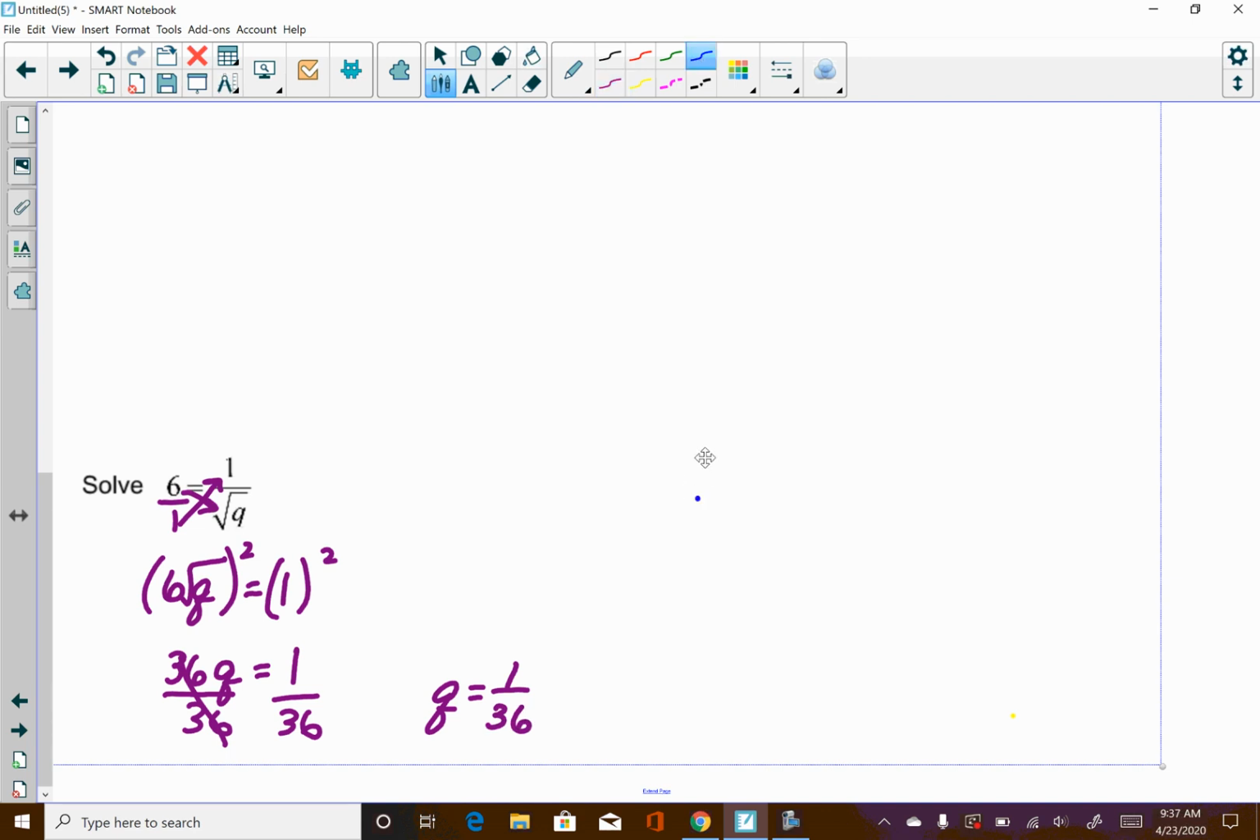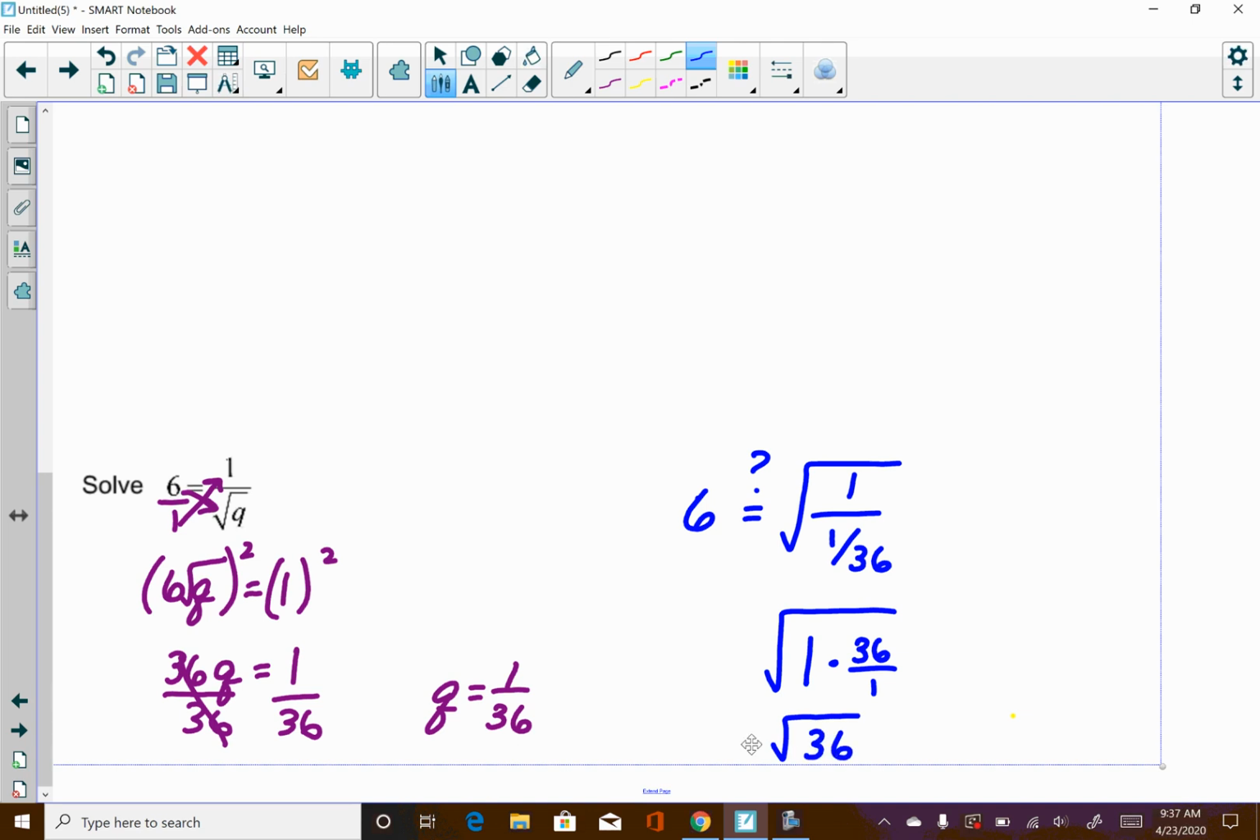If we do our check, you're asking yourself, does 6 equal the square root of 1 divided by 1 over 36? Well, in this square root, you've got a fraction within a fraction. So the rule is that you copy, change, flip. So it would be 1 times the reciprocal, 36 over 1. Well, 1 times 36 is just 36, and sure enough, the square root of 36 is 6. So 1 over 36 is our final answer.